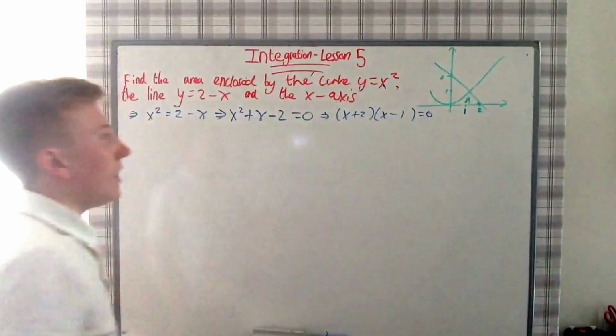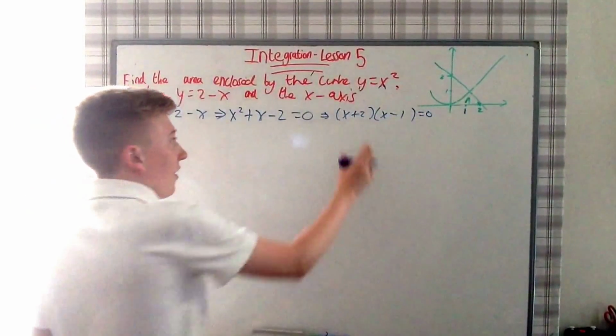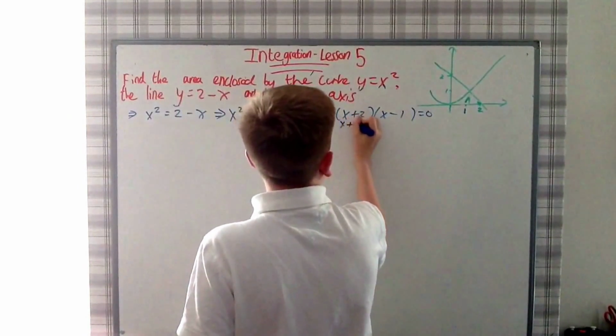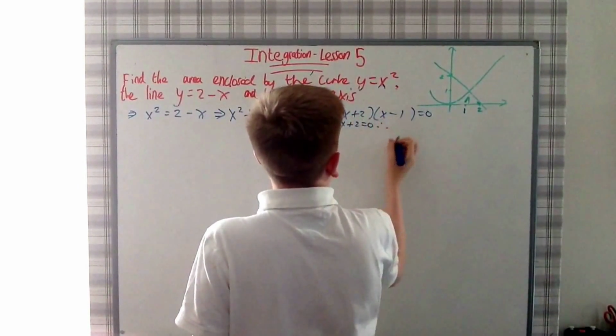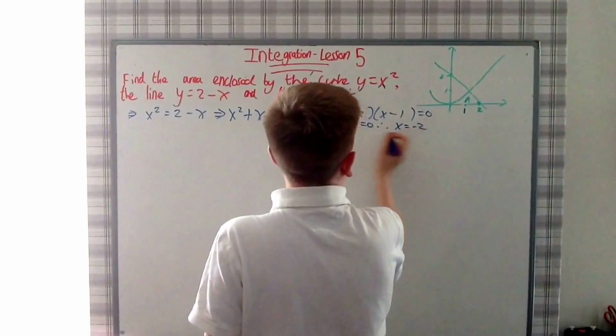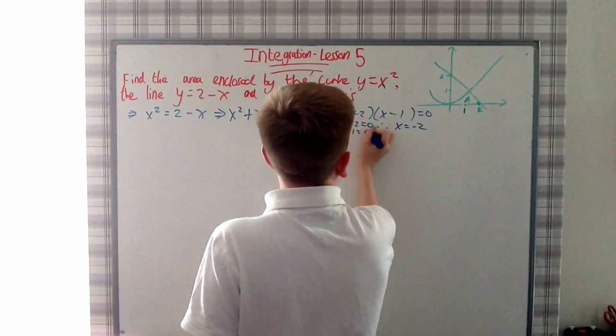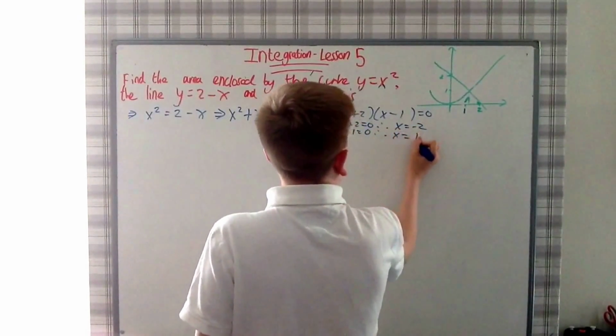So now what we need to do is make each bracket equal to 0, so we can find the x coordinates. So if x plus 2 equals 0, then we can say that x is minus 2. And if x minus 1 is 0, then x is 1.